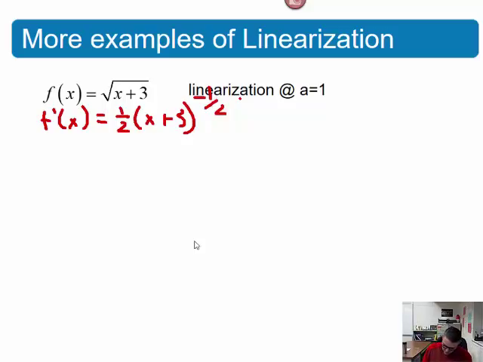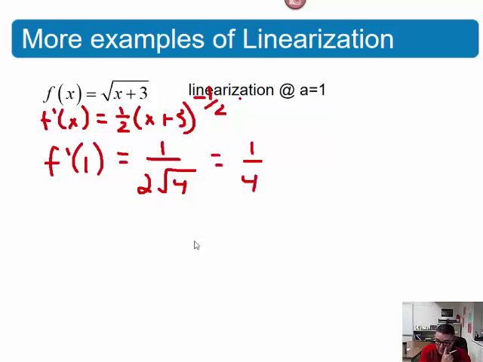If I wanted to know the slope at that point, we're going to find f prime, and we're saying linearization at a equals 1. So f prime of 1: I plug in 1, and I get 1 over 2 times the square root, because I put the radical in the denominator since it's raised to the negative 1/2. 1 plus 3 is 4. The square root of 4 is 2. 2 times 2 is 4, so 1/4. There's our slope, 1/4.